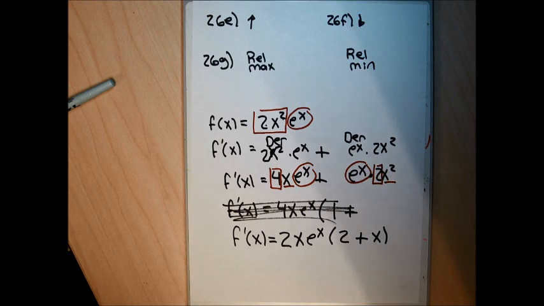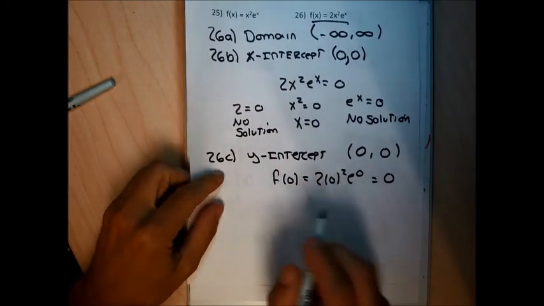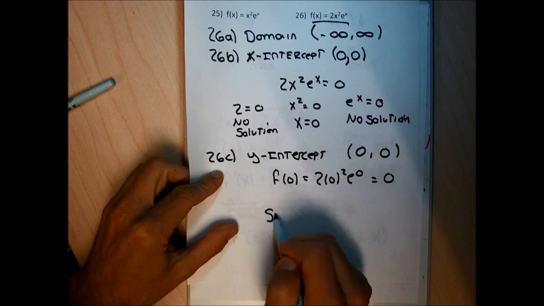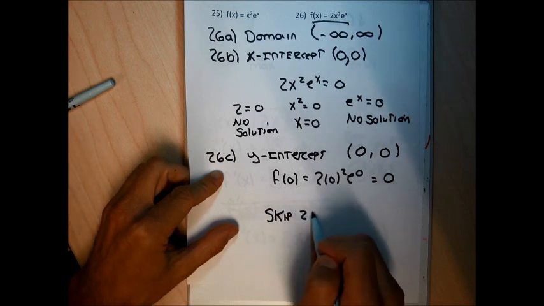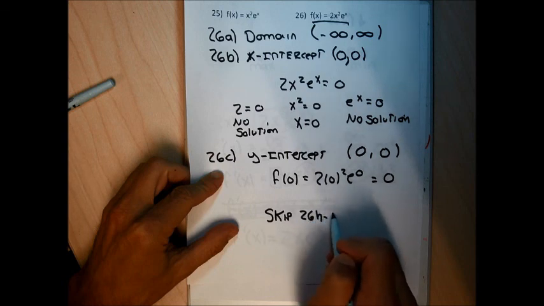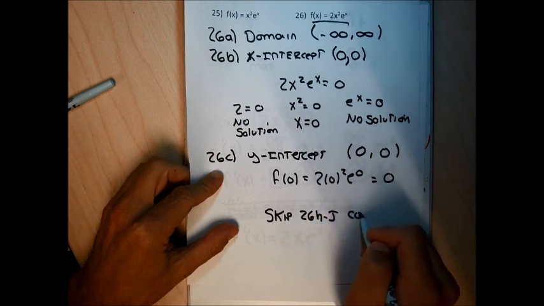If I want to find the second derivative, it's going to be a disaster. So in this problem 26, I'm going to skip the concavity stuff, and you can skip on problem 25 the concavity stuff. So I'm going to skip 26H through J. This is the concavity stuff.